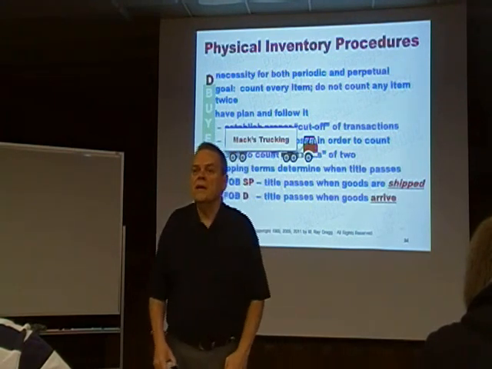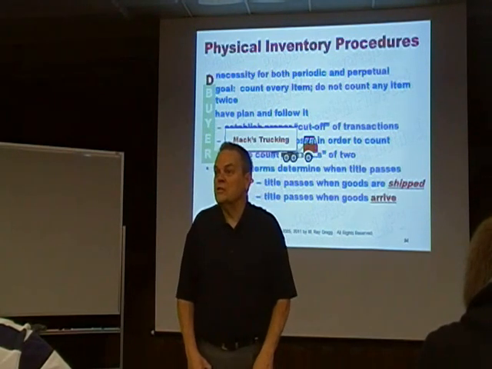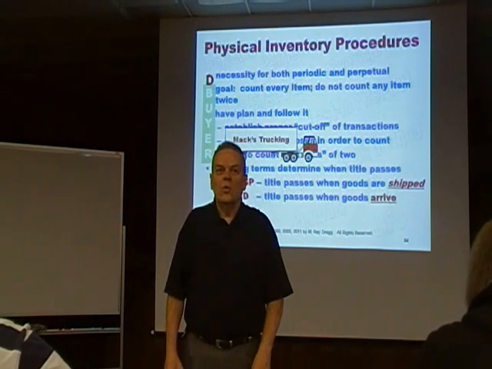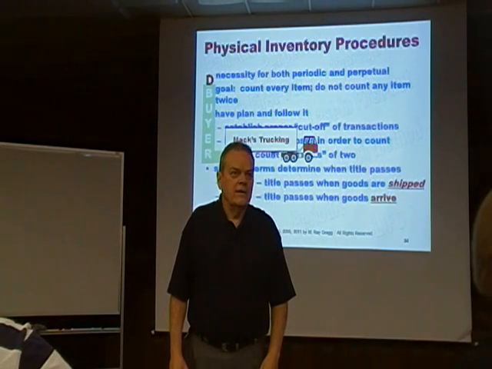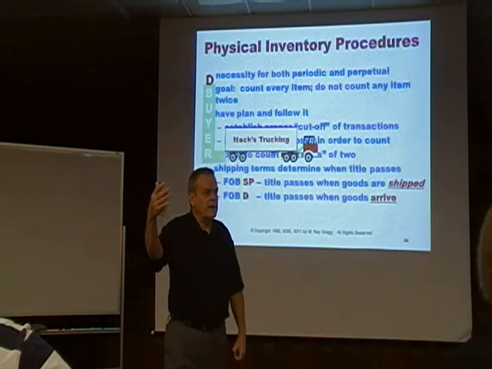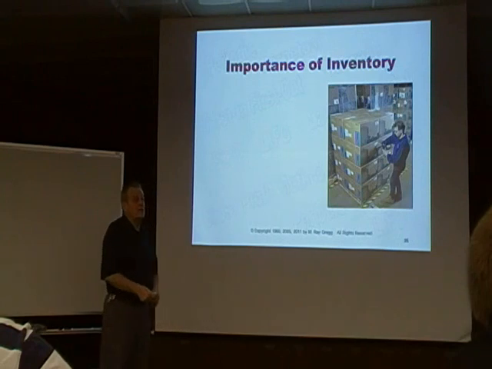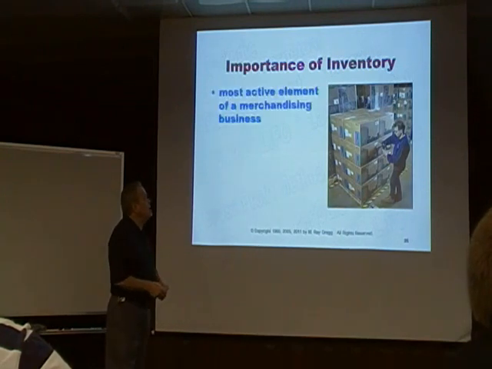You should know two things about FOB shipping point and FOB destination. You need to know who pays the freight. And you need to know when title passes. When do they become the property of the other party involved in this exchange? That helps us with inventory. That helps us with this good cutoff.